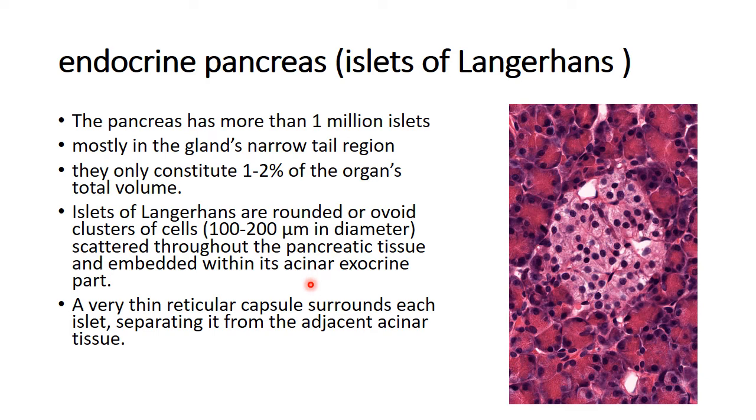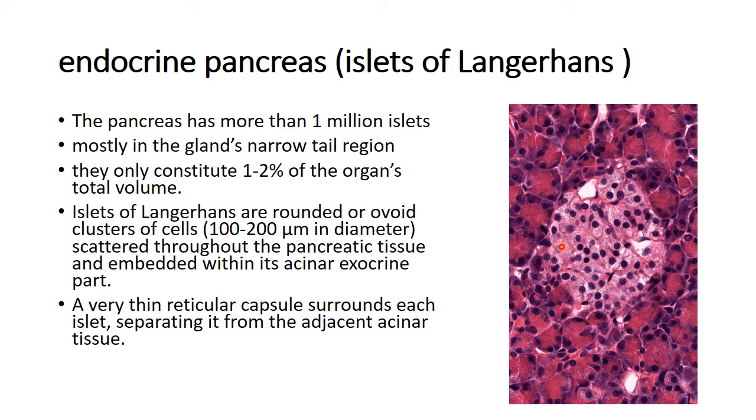The last part of today's lecture is the endocrine pancreas, the histological features of the endocrine pancreas. While we said the exocrine pancreas forms about 99% of the organ, this means that the endocrine pancreas forms only 1 to 2% of the organ's total volume. However, we still have a large number of islets of Langerhans within the pancreas. So we have between 1 to 3 million islets of Langerhans.